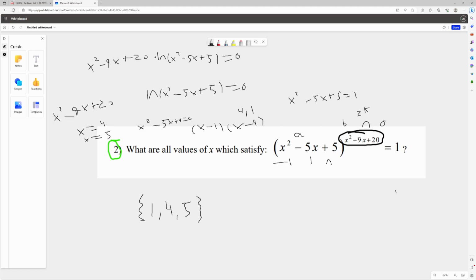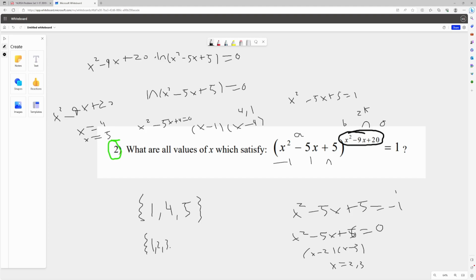So, when x squared minus 9x plus 20 is an even integer, this forces x squared minus 5x plus 5 to equal negative 1. So x squared minus 5x plus 5 equals negative 1. And so now we could add 1 to both sides, getting x squared minus 5x plus 6 to be equal to 0. Let's factor this as x minus 2 and x minus 3. And we get x equals 2, 3. Now we have two more solutions, and that is all the solutions.